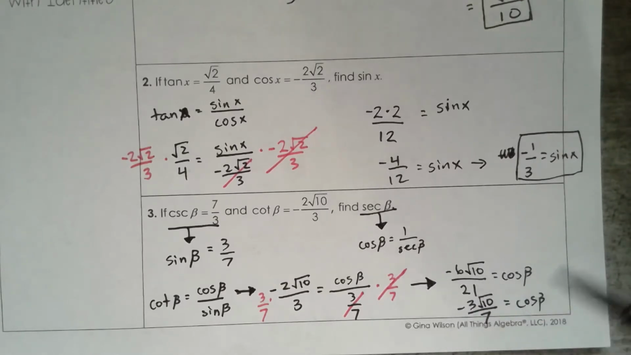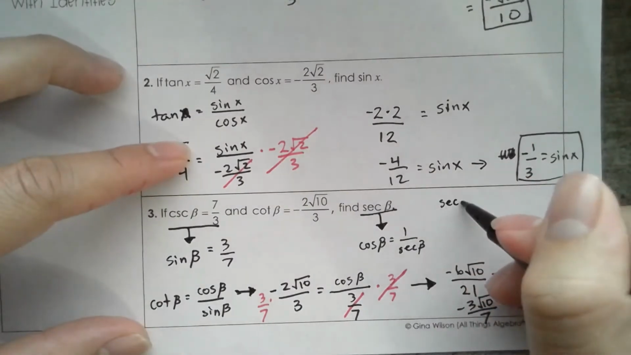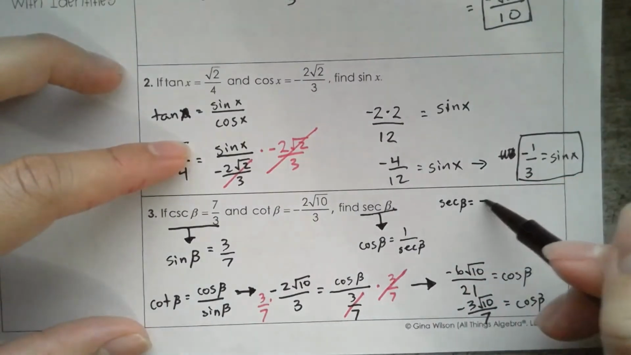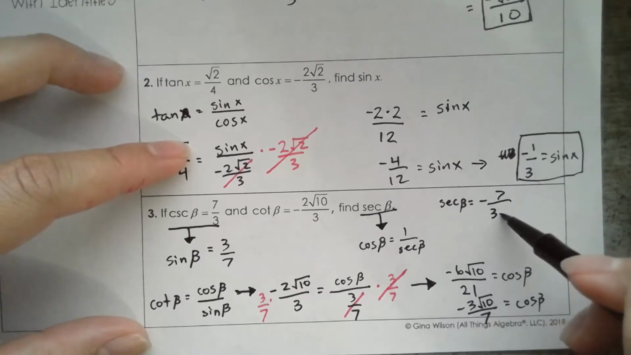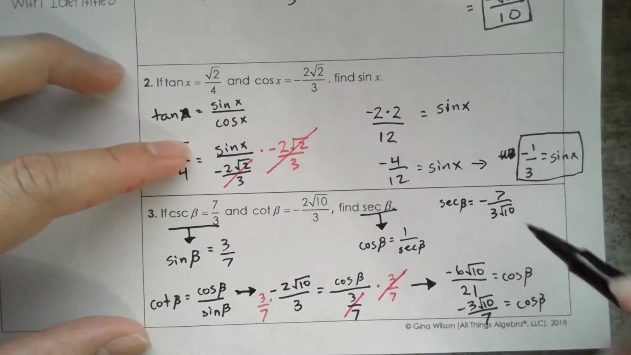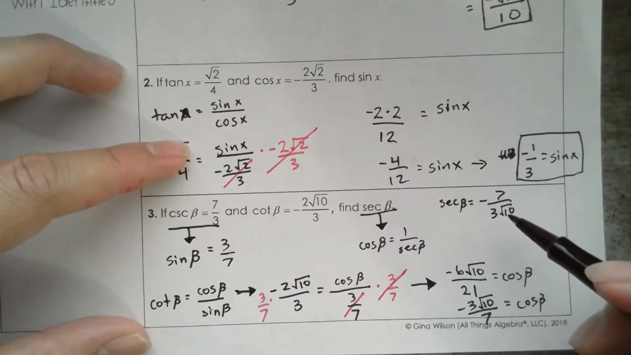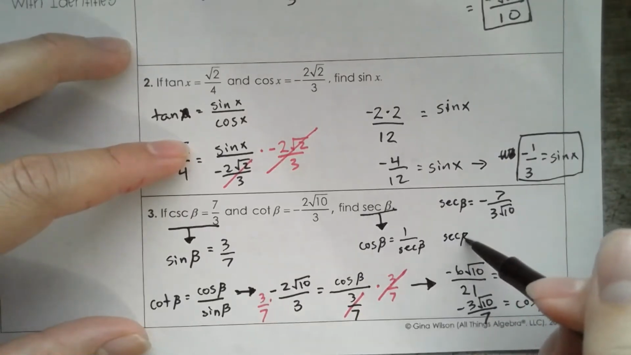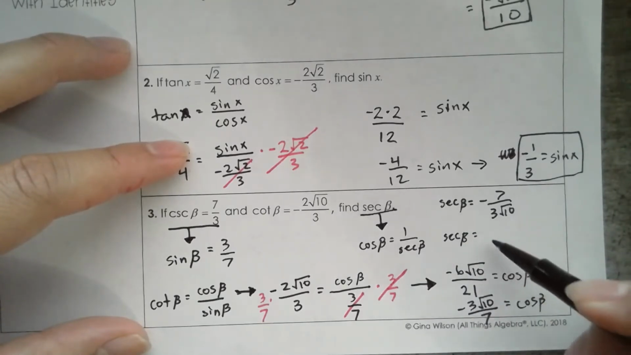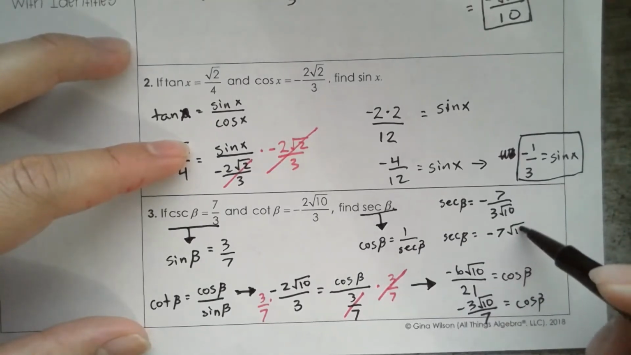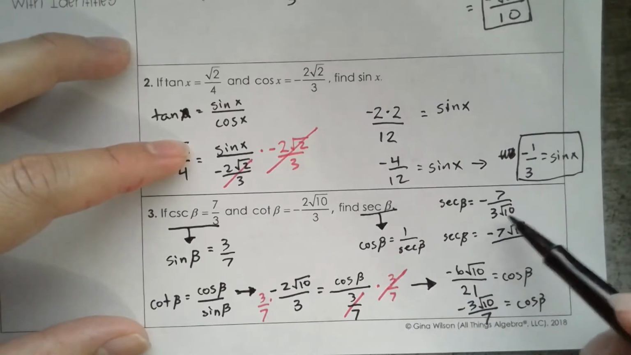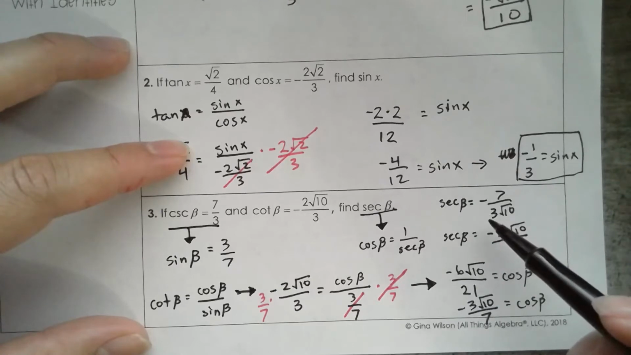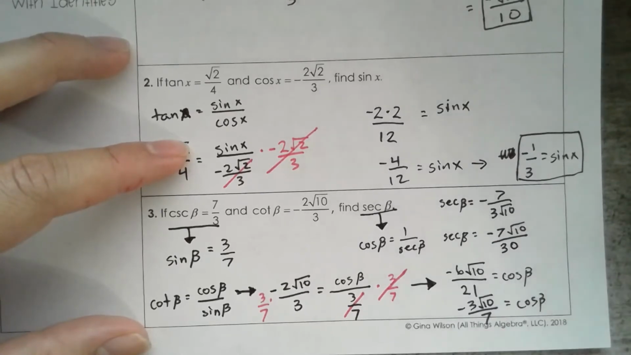Secant beta then is equal to negative 7 over 3 square root 10. Again, I took the reciprocal. And then now I just have to get rid of this square root 10 in the denominator. Multiply top and bottom by square root of 10. That'll give you negative 7 square root 10 over square root 10 times square root 10. You'll get just 10, but you still have the 3, so multiply those and you'll get 30. 7 is prime, so it doesn't simplify. So then you're done. That's your answer.